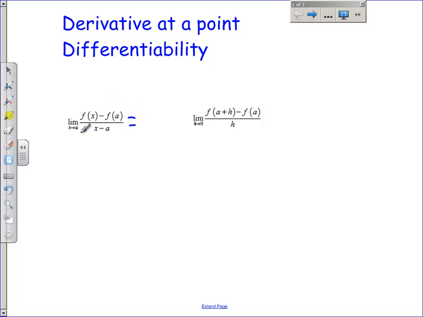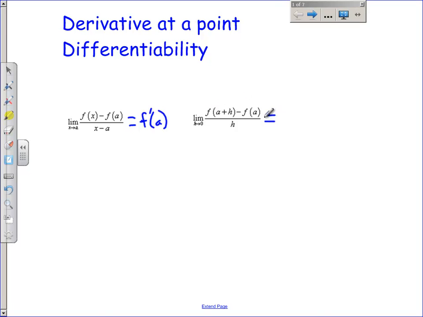This first one is the limit as x approaches a of f of x minus f of a over x minus a. It will give you the derivative of a function at a specific point a. It's just going to give you a number. It'll be the slope at that point. F of x is the function you're dealing with. A is the x value where we're actually calculating the derivative.